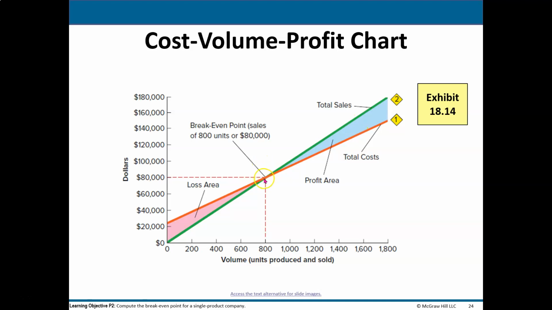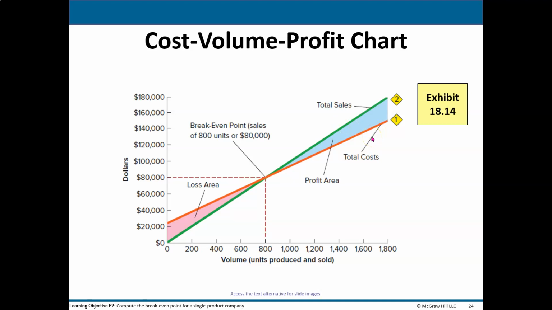Now, we're going to make some measurements later on in this session, but I want to introduce it now. If I could pick any point here on this as far as the number of units sold, let's just say I had 1,400 units sold. So I'm up here. The difference between my units sold and my break-even point is going to give me a cushion.